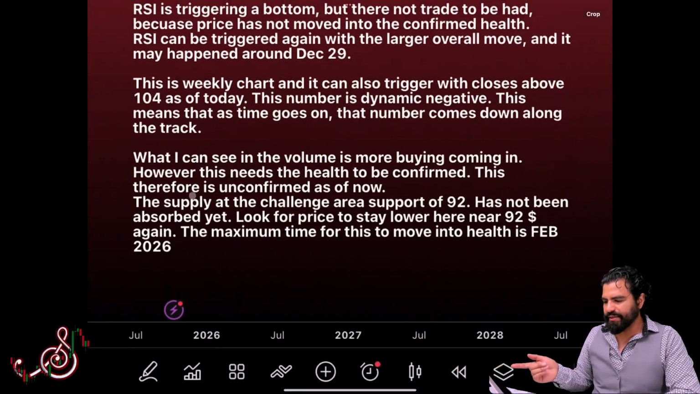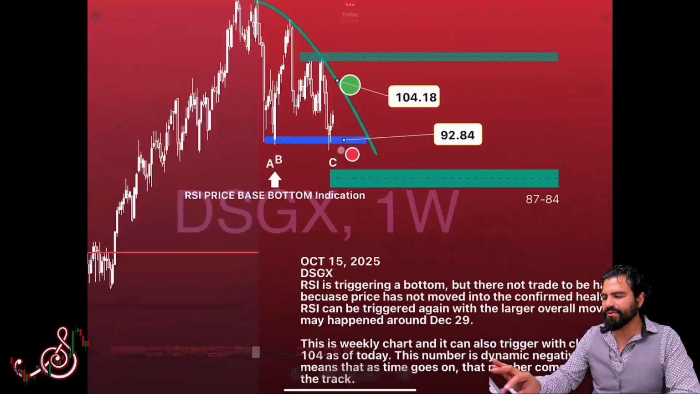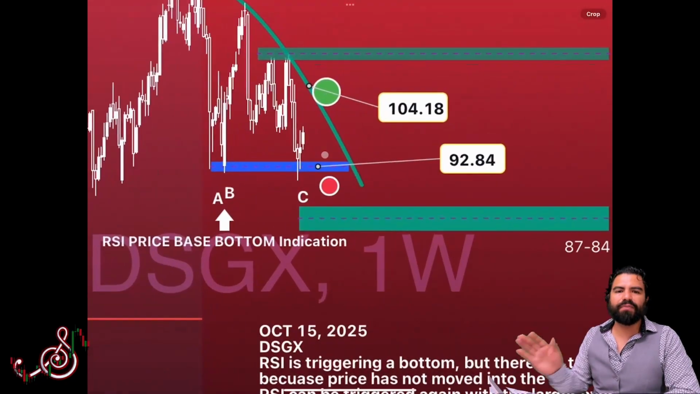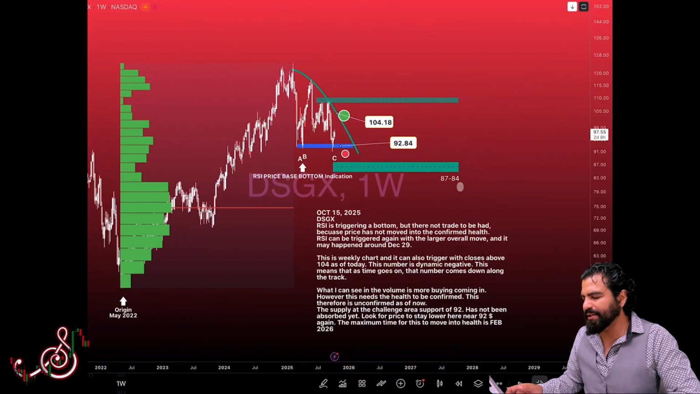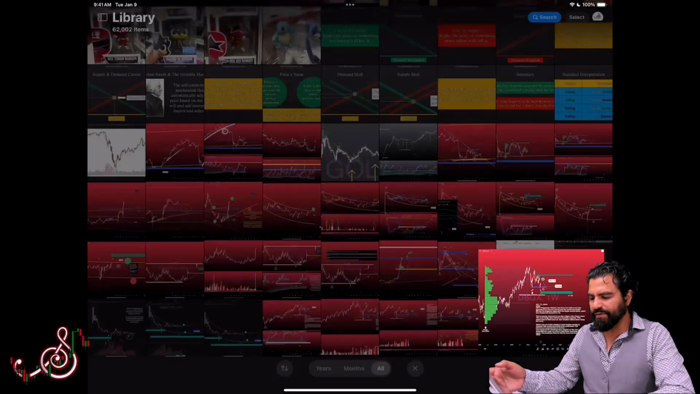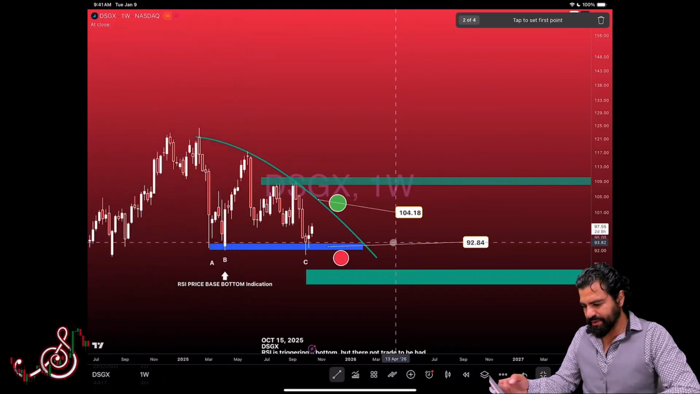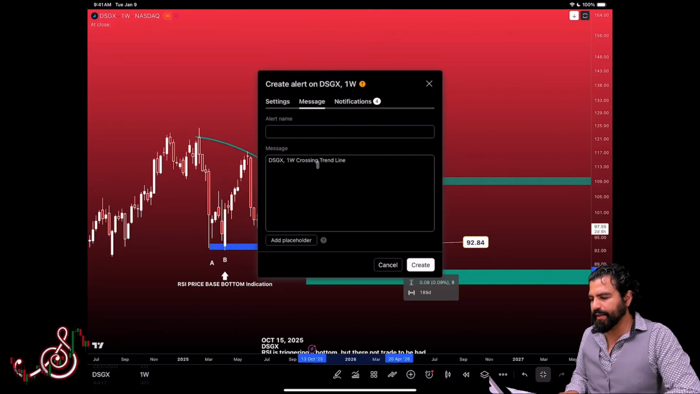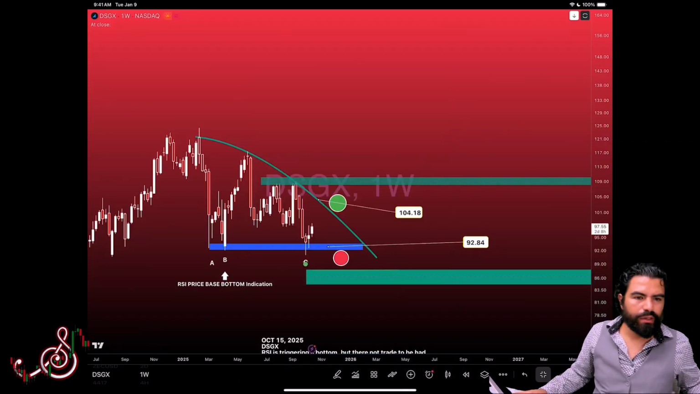See, the supply challenge area at 92 has not been absorbed yet. Look for price to stay lower here. And then you're probably going to be able to see that target of 87 hit if the volume's higher. If the volume is all the way absorbed, I'm not really looking to hit 82. Probably want to pay 82, set some alerts for 82, and then you can go from there. I'll set an alert as well, and you can do the same. The maximum side. Re-examine volume. Let's move on.